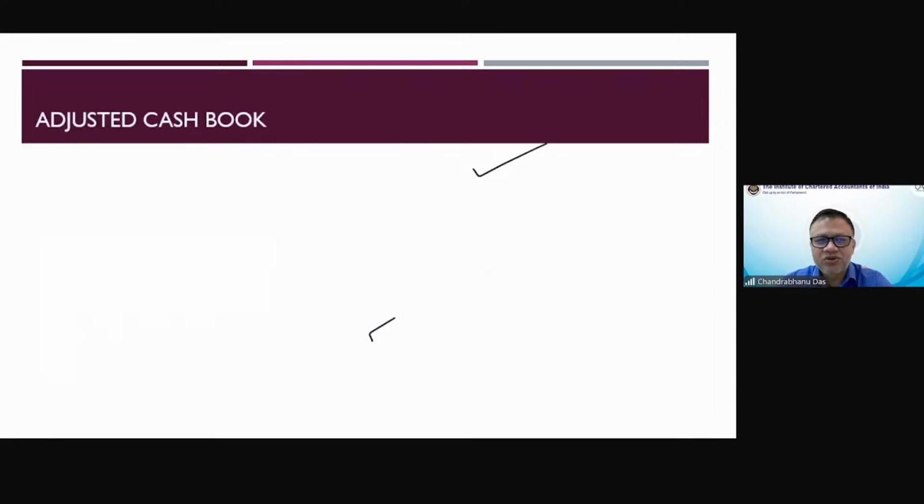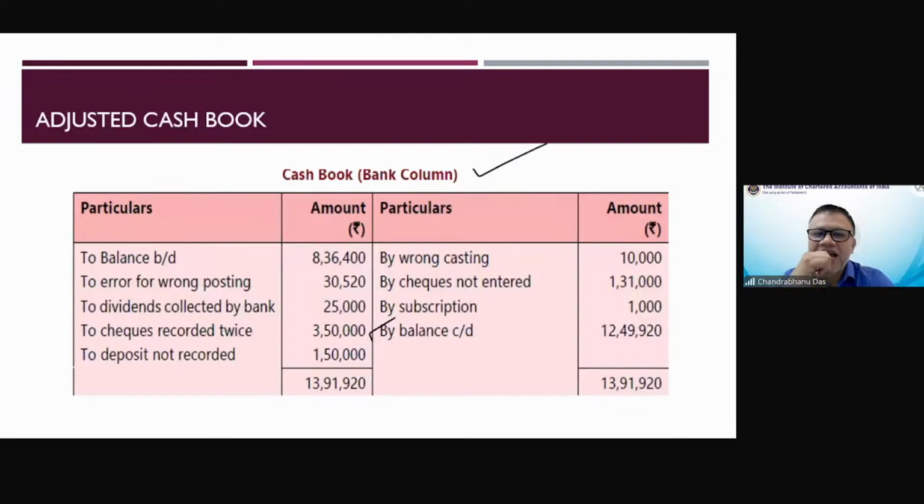So just checks issued not presented. How am I doing it in the adjusted cash book? When I'm going in the adjusted cash book, now you can see how quickly and how effectively we are reducing our errors. First, we brought the balance. You can see the error for wrong posting. 3520 should have come on the debit side. But what happened is on the credit side, it is showing 15260.